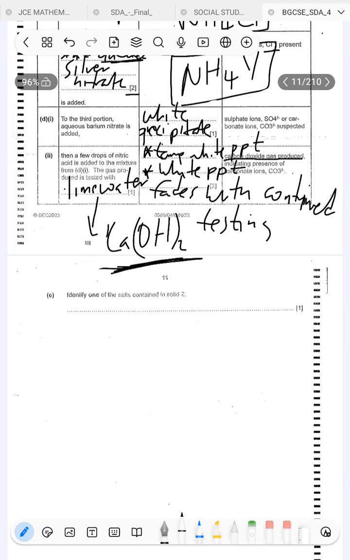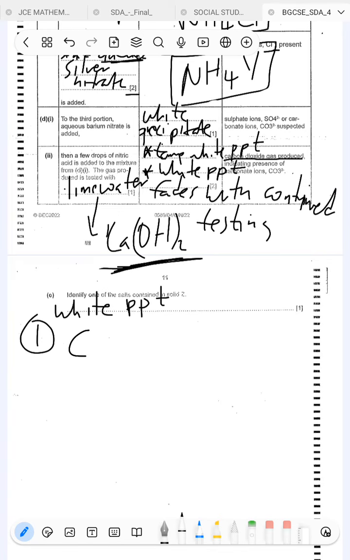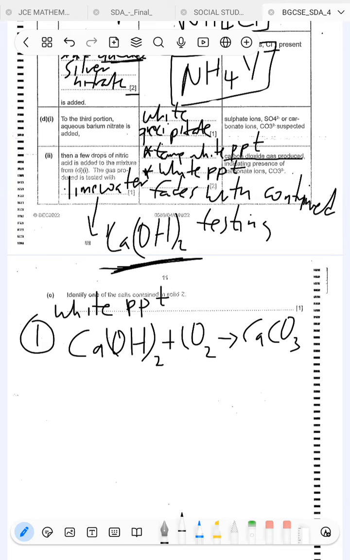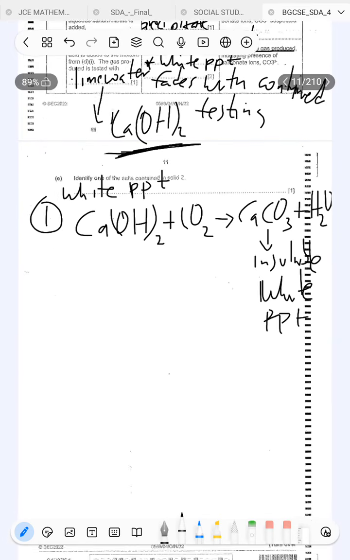Why is that the case? Now, in the first step where we get the white precipitate, this is the reaction. Calcium hydroxide is reacting with the carbon dioxide to give calcium carbonate. Now this carbonate is insoluble, so therefore it comes out as a precipitate. So it gives us the white precipitate. The other product is going to be H2O.